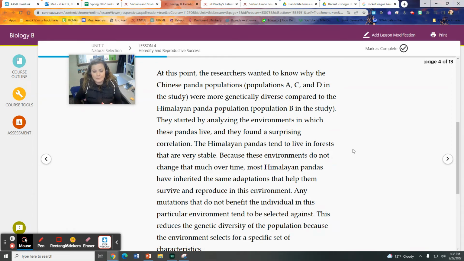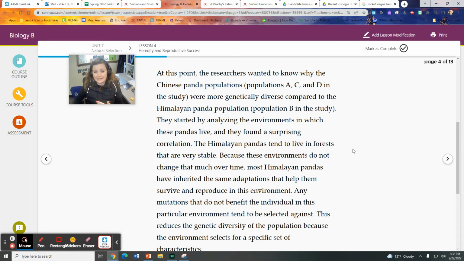Whereas the Chinese panda populations live in a variety of different environments. Because they live in a variety of different environments, they have a diverse number of adaptations, because those adaptations are going to be different depending on which environment those particular red pandas live in. So over time, they develop more genetic diversity simply because their environment is more diverse as well.